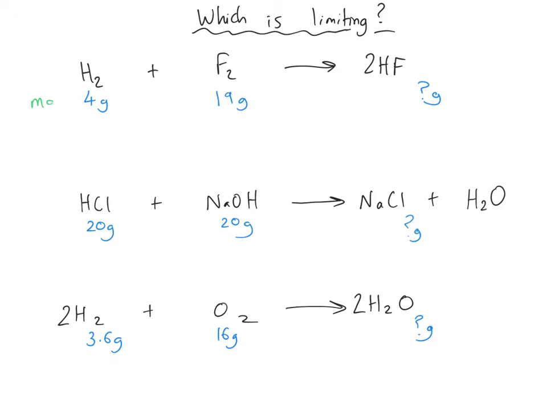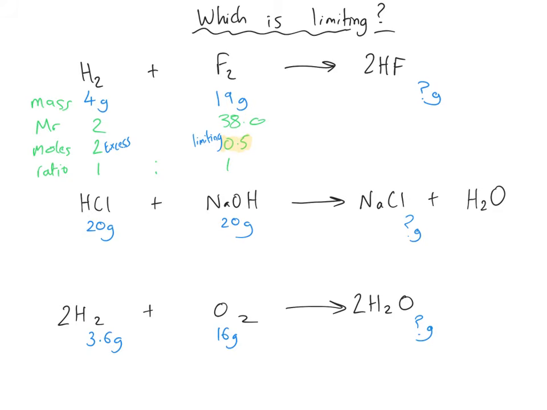So we've got the mass of our chemicals, and we need to calculate the MRs, which are 2 and 38. And then the moles are going to give us 2 moles of hydrogen and 0.5 moles of fluorine. Now the ratio, we still need to use the ratio, is 1 to 1 from the equation. And what that tells us then is that the 0.5 is definitely the smaller value. And so this is the limiting factor. And the other chemical, hydrogen, is in excess.